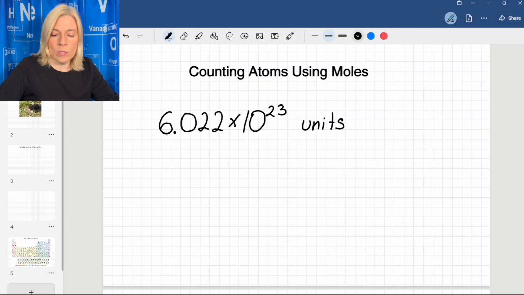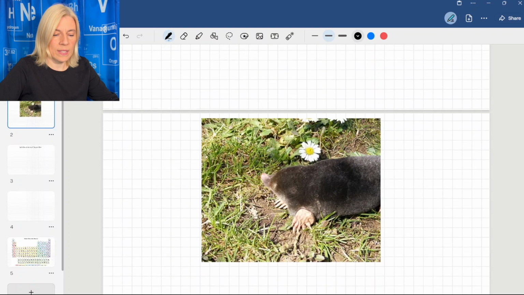Why do we have to use a mole to count atoms? Atoms are so very, very small that we cannot package them in dozens. We're going to package them in moles. And it's again this number, 6.022 times 10 to the 23. It is more than the stars in a whole universe. It's a huge number because atoms are so very, very small.